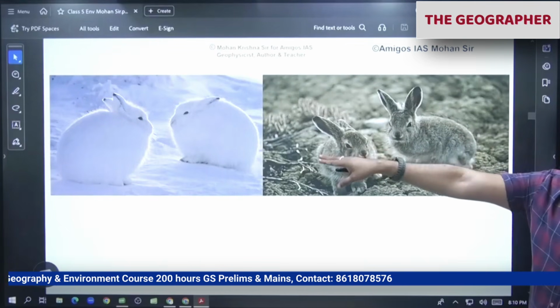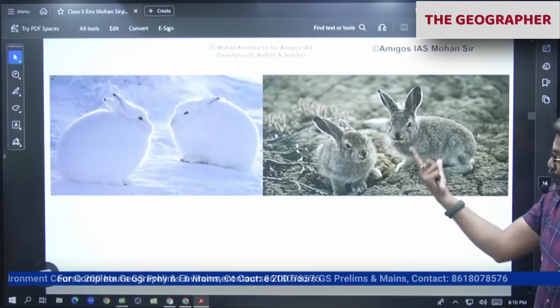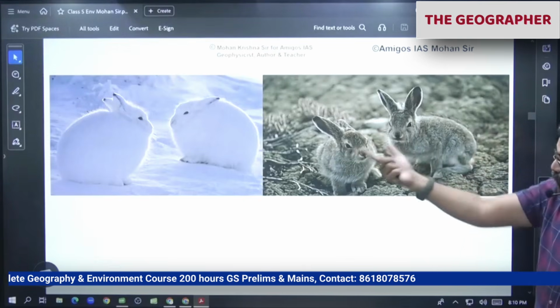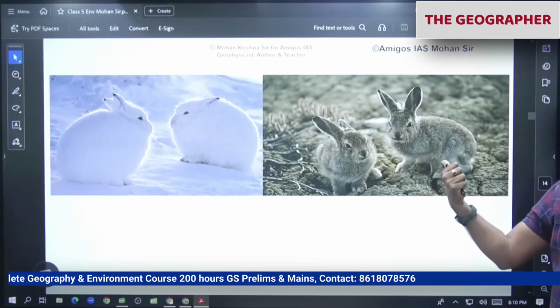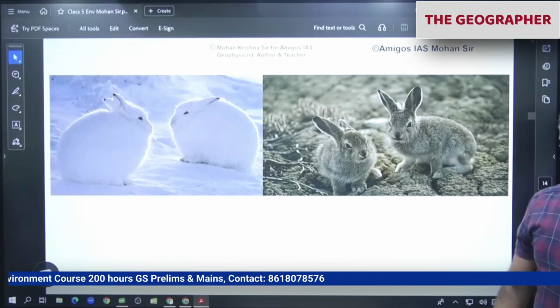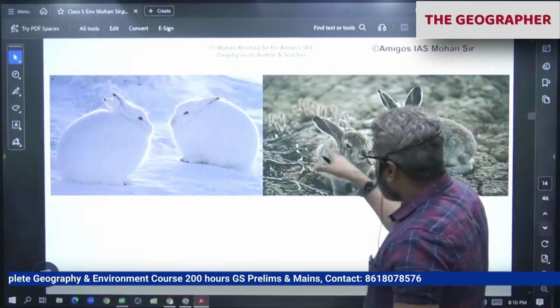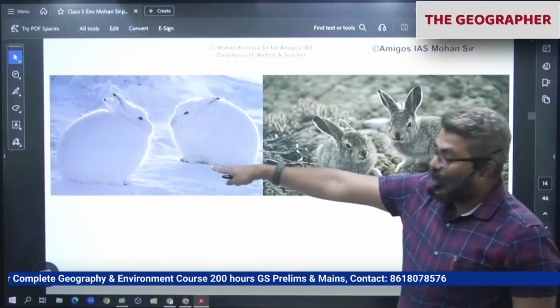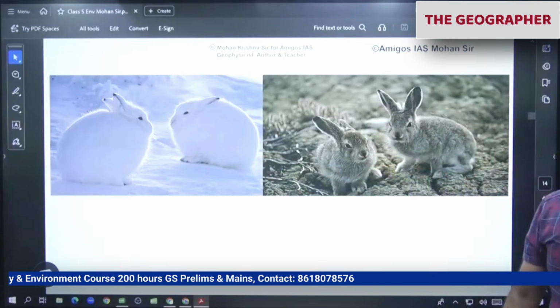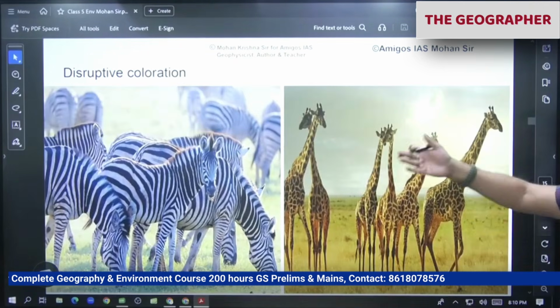So those two you can notice in winter. The same two, I'm not showing some other photo. The same two species in summer. You got it? They look like this in summer. See the color? It is adapting to the surrounding soil and rocks. That is adapting to the surrounding snow. So this is what? Adaptability.